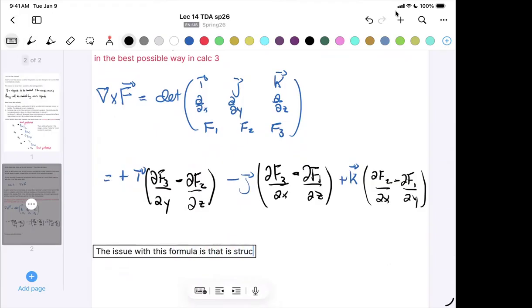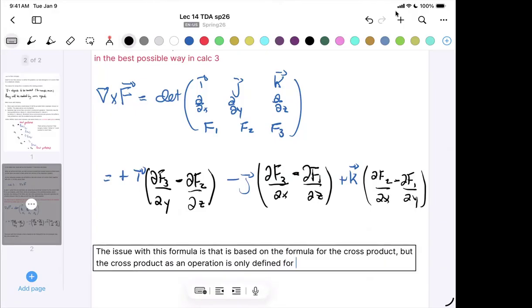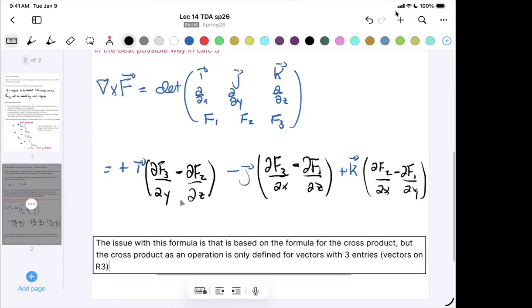So the issue with this formula is that it is based on the cross product, but the cross product as an operation is only defined for vectors with 3 entries, okay? So vectors on R3. Even if you're focused on vectors on R3, the cross product is not so great. So I'll tell you a few reasons what's not super nice about the cross product. That's what I'm going to do next.